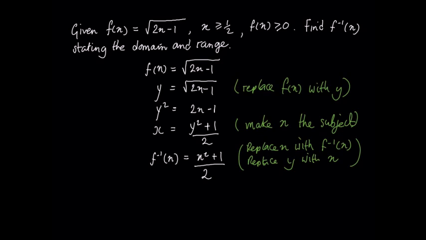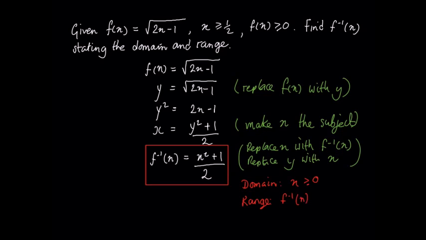We now have our inverse function. f to the minus 1 of x is equal to x squared plus 1 all over 2. The domain of the inverse is going to be x is greater than or equal to 0. And the range will be f to the minus 1 of x is greater than or equal to a half. So all we've had to do there is swap around the domain and the range from the original function.